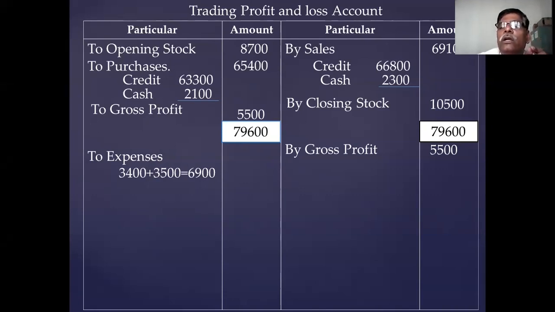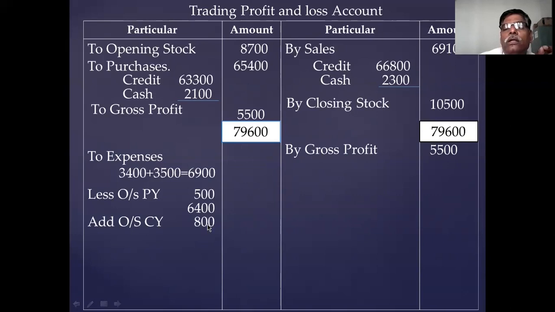To this you have to deduct the outstanding of last year. That is opening outstanding. Opening liability for expense, that is less outstanding previous year. Outstanding previous year means outstanding liability. Outstanding liability is 800 opening. You deduct the opening, balance is 6,400. Then add outstanding current year. Outstanding current year is 800. You add this, then net expense for this year is 7,200.